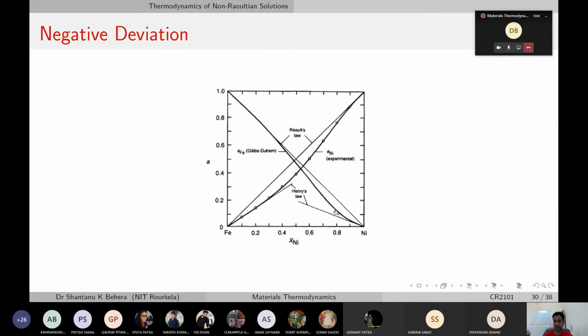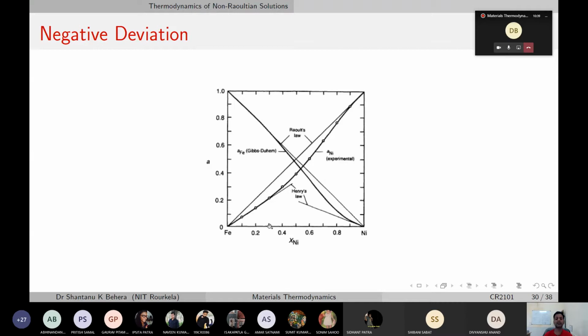Likewise, you could see that the activity of iron should have been like this, but it's coming below here. This also gives you a negative deviation. All right. And the idea of Henry's law, that's why it is said that it is in dilute solution, because what we are trying to do here is put a formula to its behavior, and if it is a curve, you can't actually put a straight line unless you define a region, right?